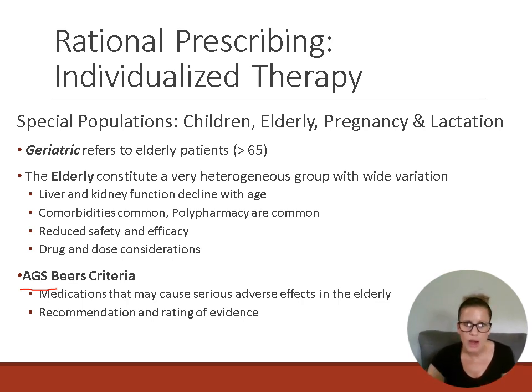Because of drug properties and physiologic differences that occur in elderly patients, the drugs that are listed have the potential to be more dangerous in elderly patients. The list gives a recommendation along with a rating of the available evidence. So it tells you these drugs have the potential to be more dangerous in elderly patients, and this is what we recommend you do.